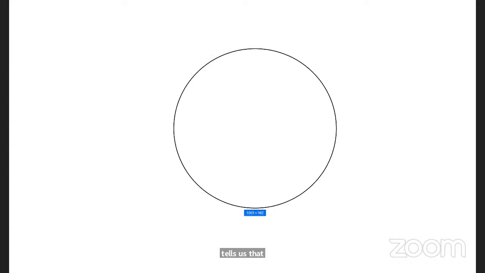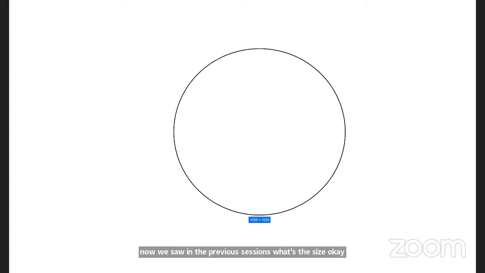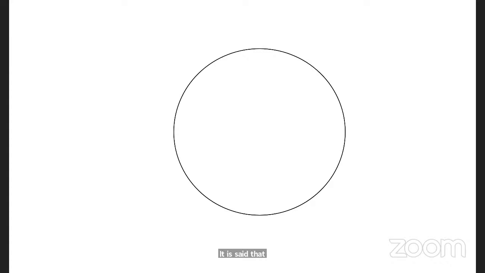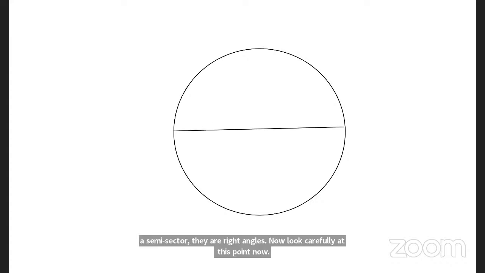Now, the next portion tells us that we saw in the previous sessions what a semicircle is. Okay, it's the half circular portion of a circle, basically the half part of this circle. So it is said that angles in a semicircle are right angles. If we make angles in a semicircle, they are right angles. Now look carefully at this diagram. This is my semicircle.